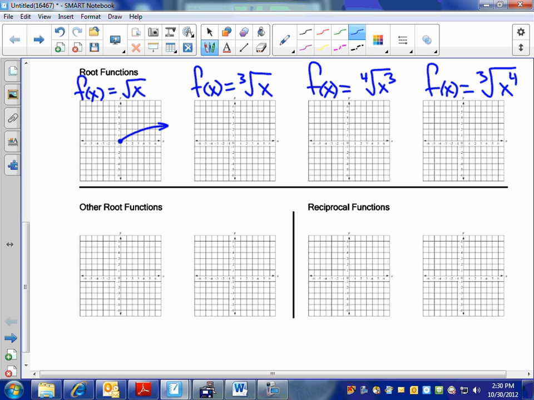But what about cube roots? You can take negatives as well. So you're also going to see how this graph only goes to the right? Well, this graph is also going to go to the left, and it actually looks like this. It's kind of cool, huh?